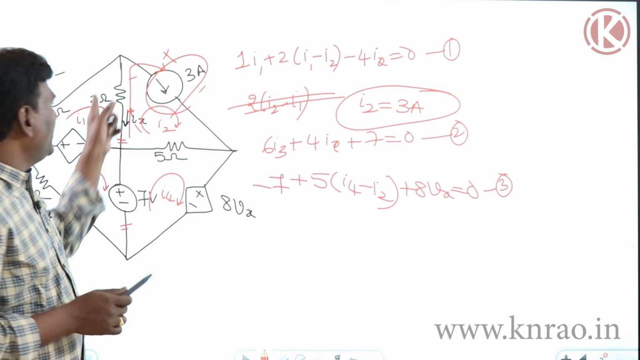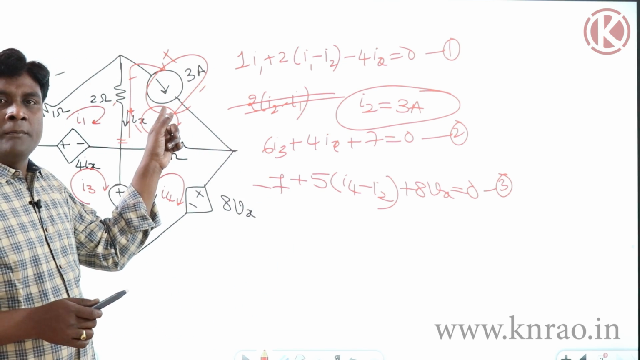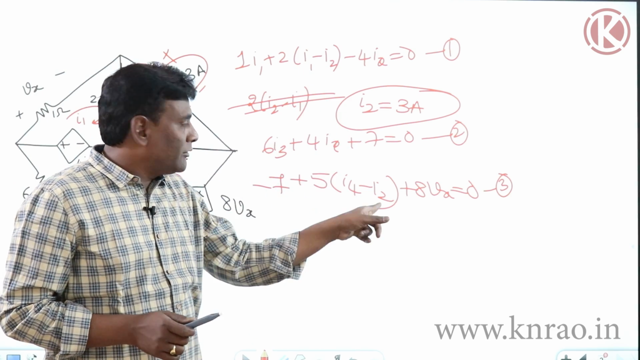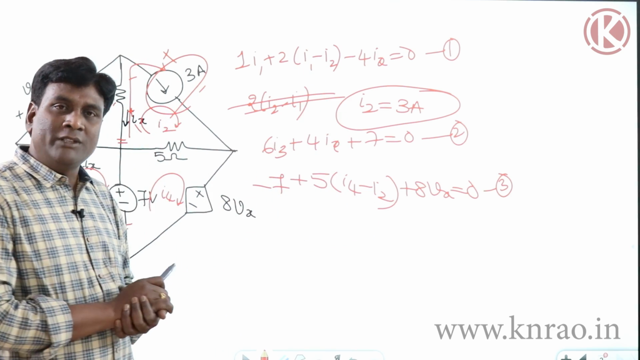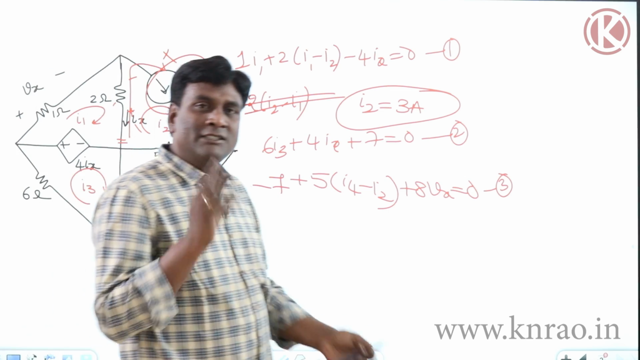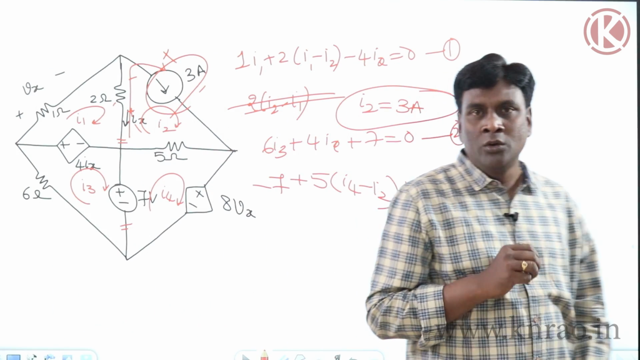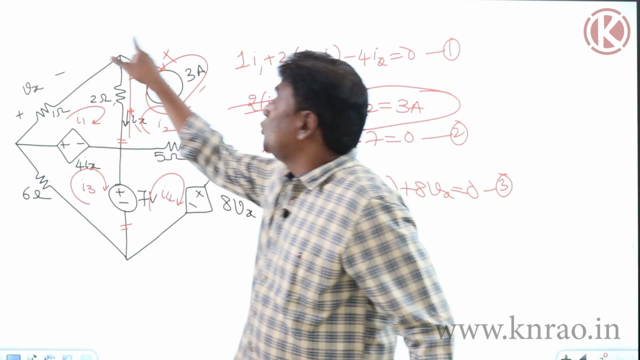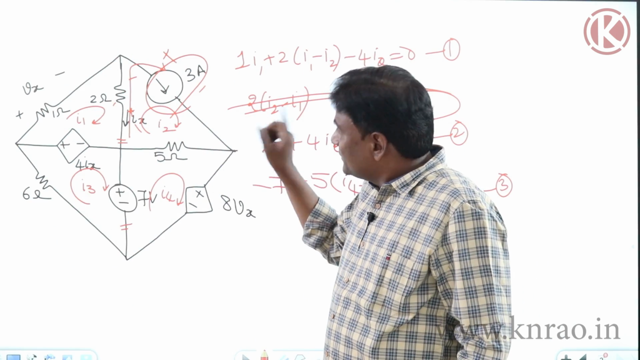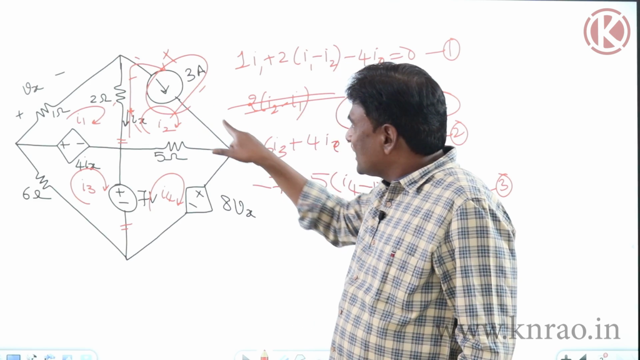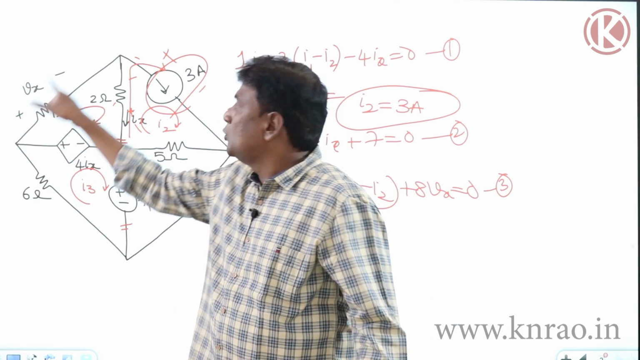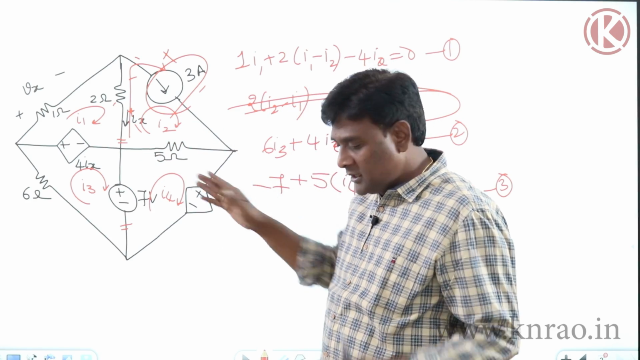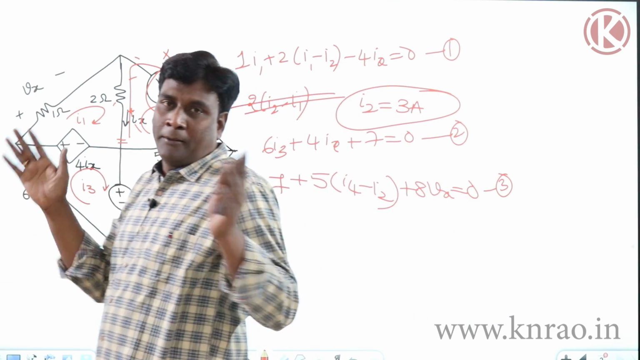Because I didn't apply KVL here at all. So if I directly keep the I2 value here as 3 amperes, or wherever you got I2, if you replace I2 with 3 amperes, now the present equations will be only 3. So the moment you have a current source connected in the outermost loop, I am not saying mesh, if a current source is connected to the outermost loop of the concerned mesh, I need not apply KVL.